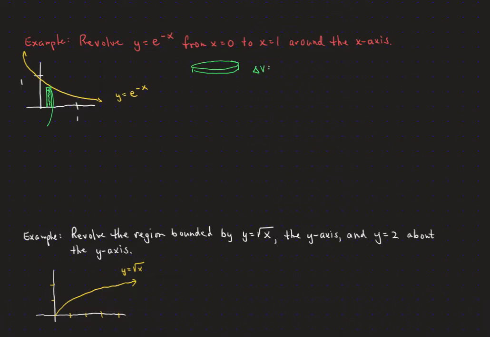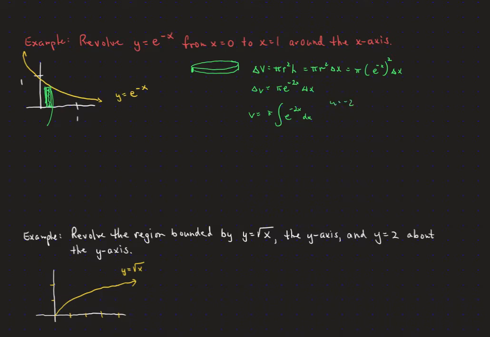And our delta volume for a disk is going to be pi r squared h, which for us, that h, that little thickness, is going to be our delta x. So the radius is going to be our function again. So that's going to be pi times e to the negative x squared times a delta x. So remember, when you raise a power to a power, we're going to multiply those exponents. So that's going to become e to the negative 2x. So our volume is going to be pi, and our integral will be e to the negative 2x dx.